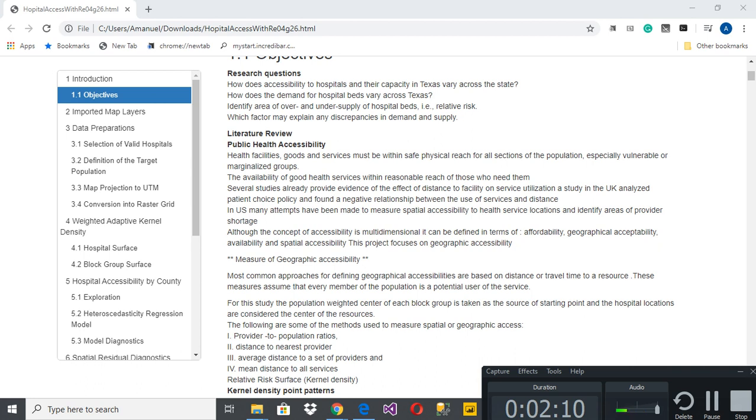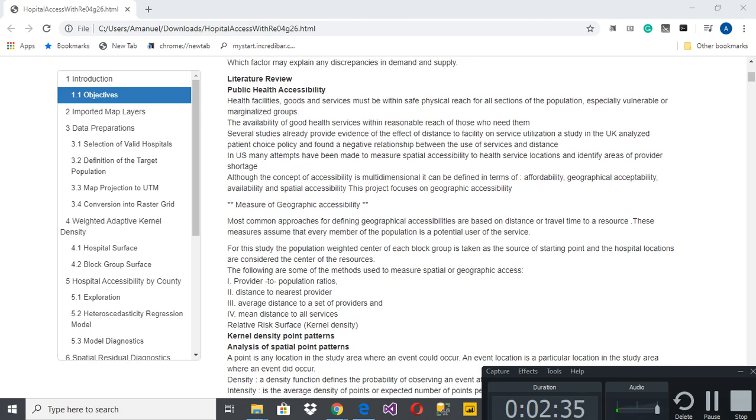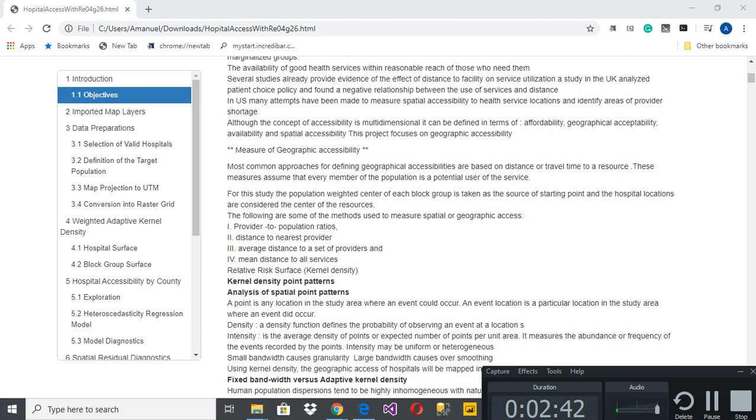What is public health accessibility? It's the availability of good health services within reasonable reach of those who need them. Although the concept of accessibility is multidimensional, it can be defined in terms of affordability, geographical acceptability, availability, and spatial accessibility. The focus of this project is on spatial or geographical accessibility.